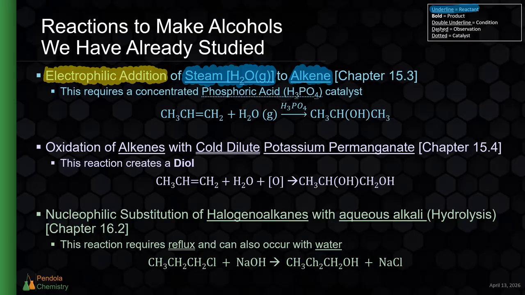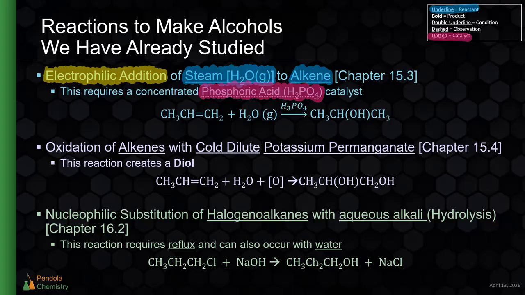Now, the reaction does require a catalyst. The reaction with steam and alkenes, in order to make an alcohol, requires a phosphoric acid catalyst, H3PO4. So we're going to have our catalyst in there as well. Something like, for example, propene, which we see right here, reacted with steam and phosphoric acid catalyst to create propanol. And if you remember, this could create two different products.